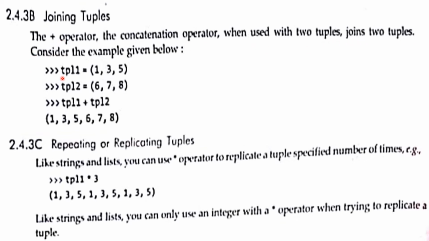So with the plus operator, we can use two tuples and make one new tuple, the same way as we did in the list. Repeating or replication, the same as I've already told you, we can repeat in a tuple also. Here an example is given: one tuple named and multiplied by 3. So this single tuple is repeated 3 times: 135, 135 and 135.